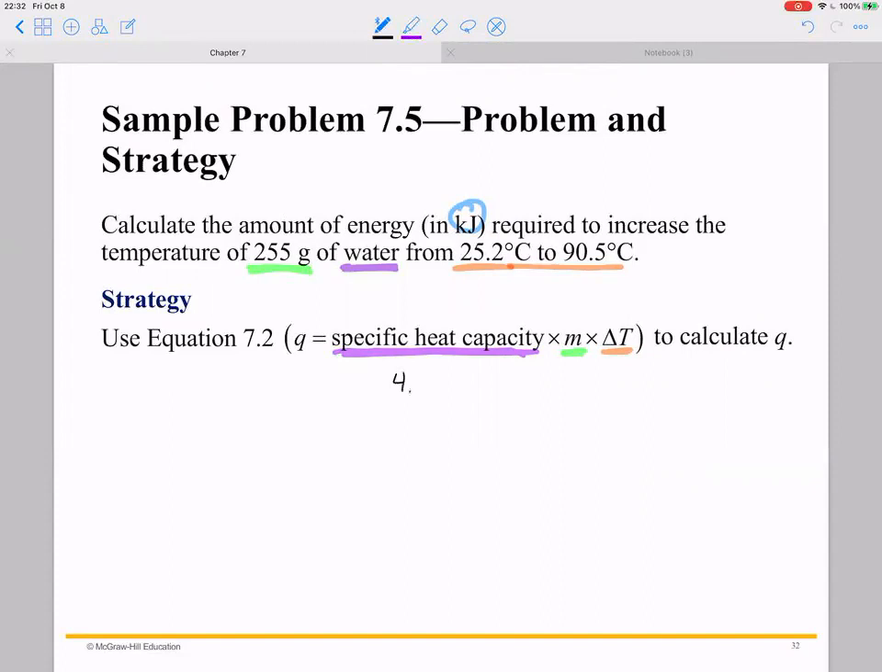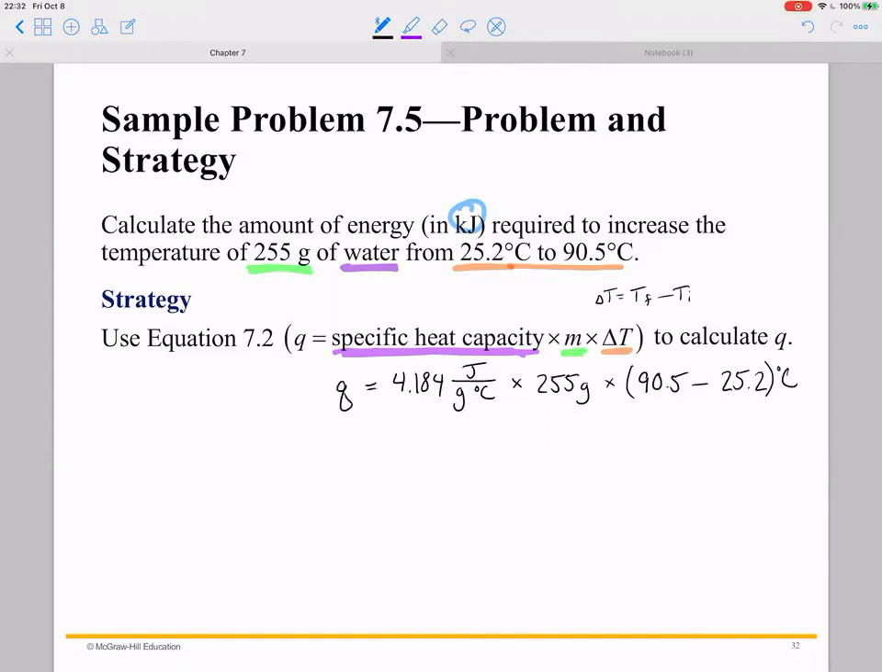So 4.184 joules per gram degree Celsius times the mass, the 225 grams, times the delta T, which is, again, T final minus T initial. So the final temperature is 90.5 minus 25.2 degrees Celsius.